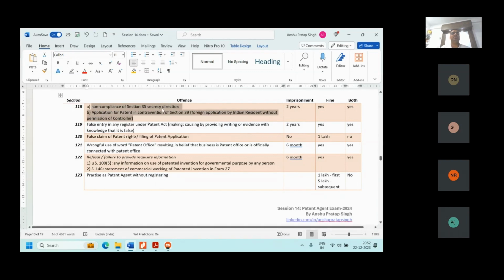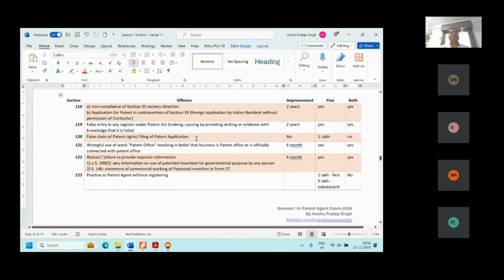There is no change. Non-compliance of Section 35 secretarial action or application for patent in control of Section 39, for an application by an Indian resident without permission of the controller. This is 2 years imprisonment, fine, and it can be both. Now, false entry in any register under the Patents Act, if you cause any false entry in the register, it can also go for an imprisonment.